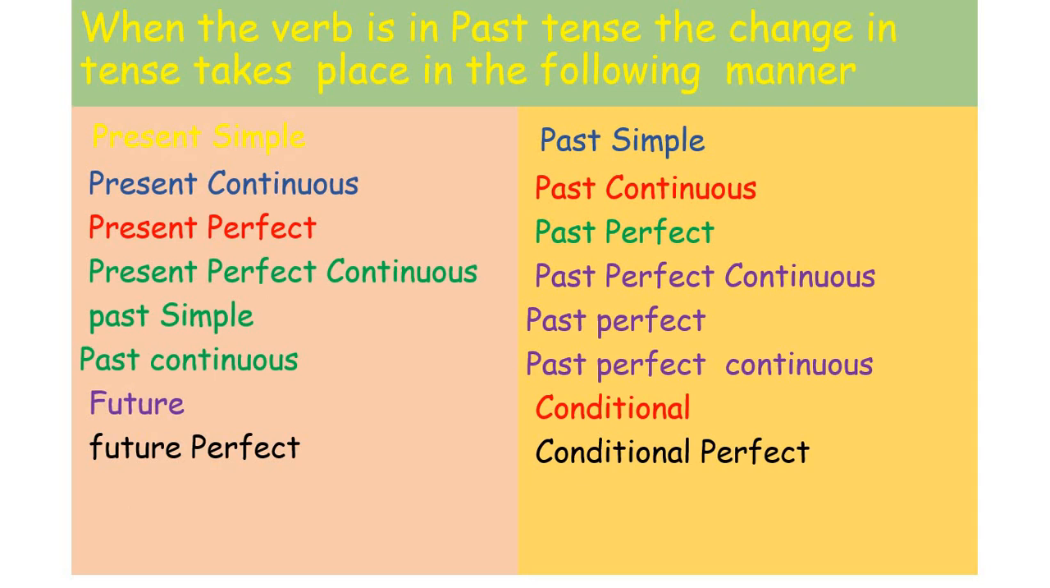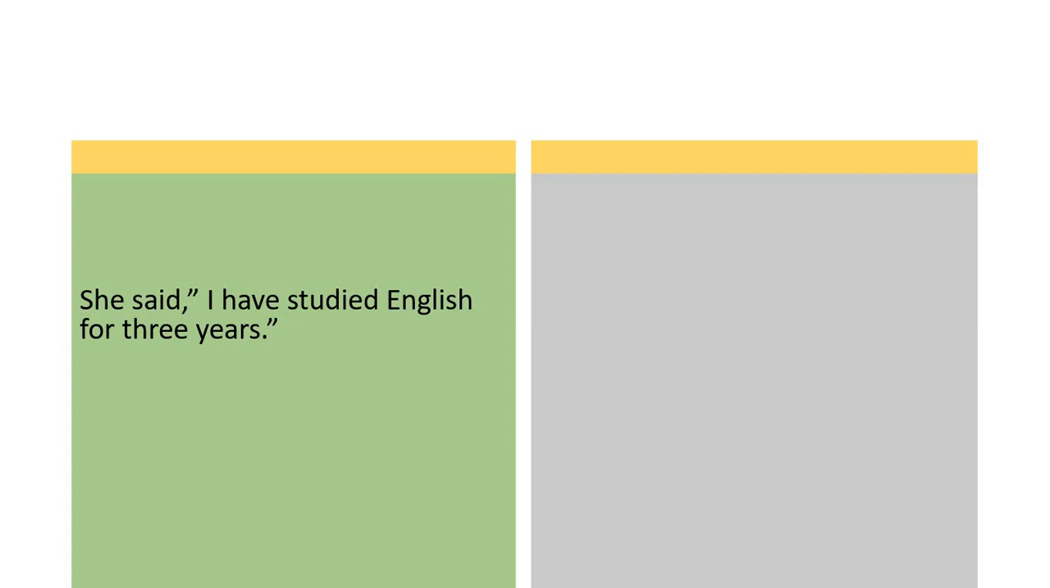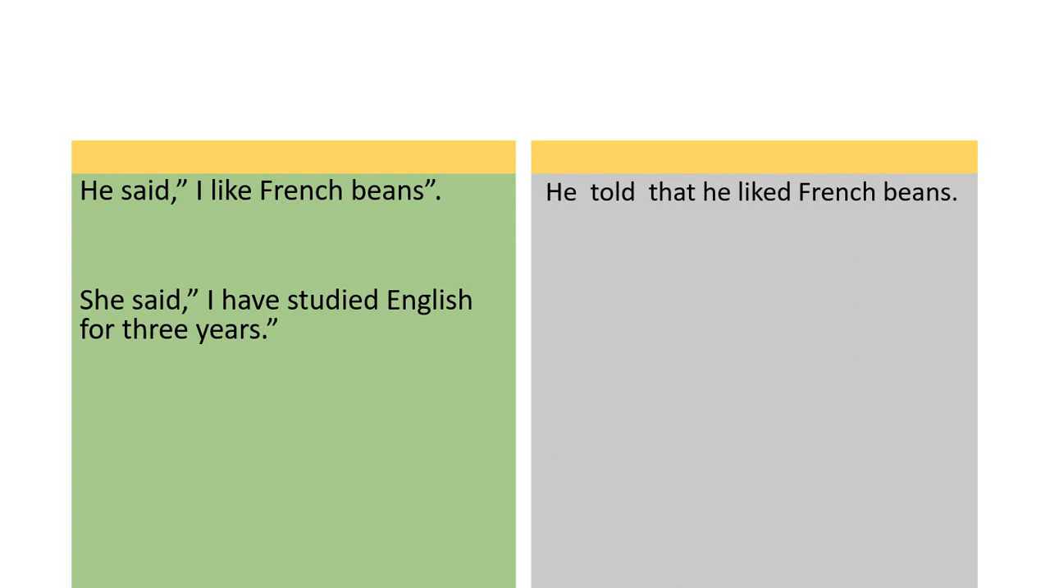Now I hope you have written it and you have got it in your mind. Now let us proceed. See some examples here. He said, I like French beans. Now how will it convert into indirect speech? He told he liked French beans.